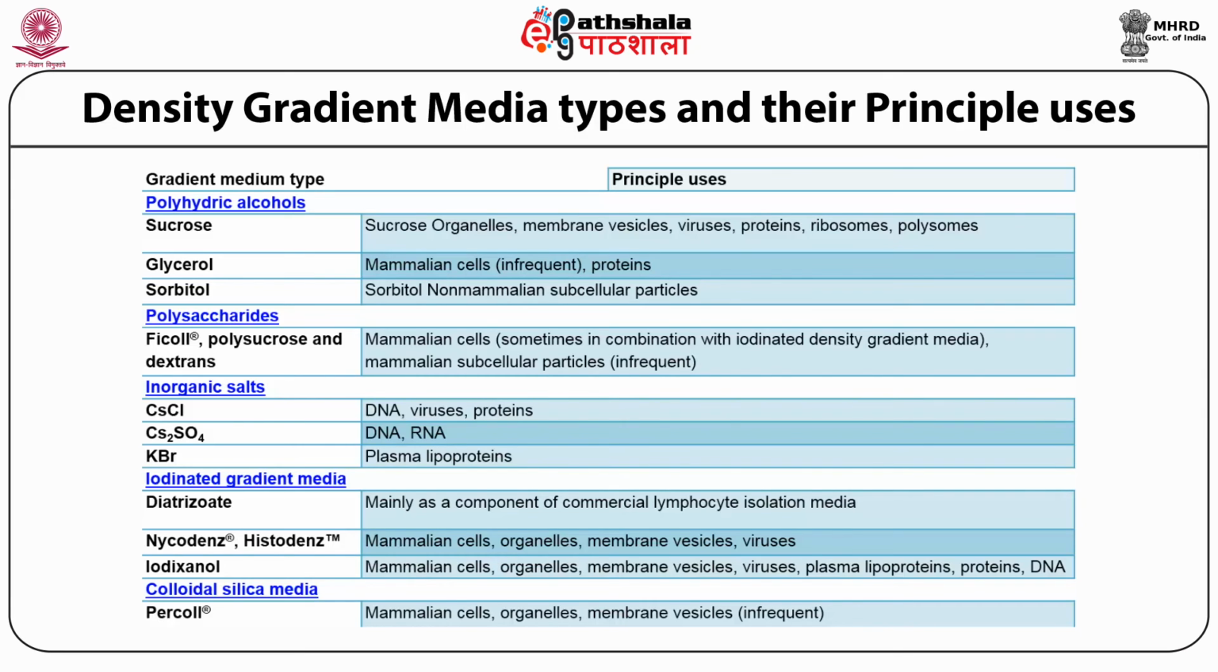And the last is the colloidal silica media such as Percoll, used for the separation of mammalian cells, organelles, membrane vesicles, etc. So this slide gives you the basic idea of what the different types of gradient media are, used for the separation of different types of molecules.